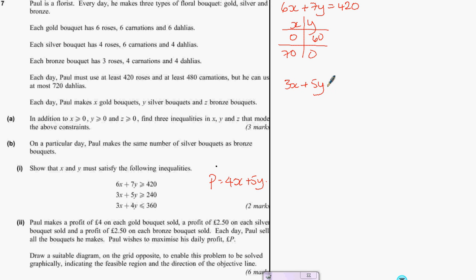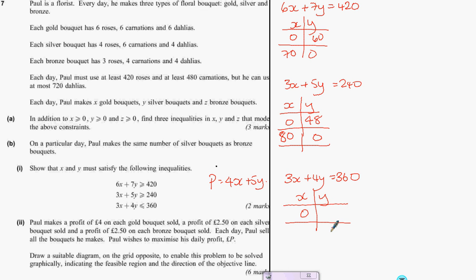3x plus 5y equals 240. When x is 0, y equals 48. Y is 0, x equals 80, doesn't it? 16, 24, yep. And 3x. So when x is 0, y is, falls into that, goes 90. Y is 0, it goes 120. Okay, so that should give you something to draw. Remember, you can multiply up any of these points, or no, you can't. Take that back. So that's that done.